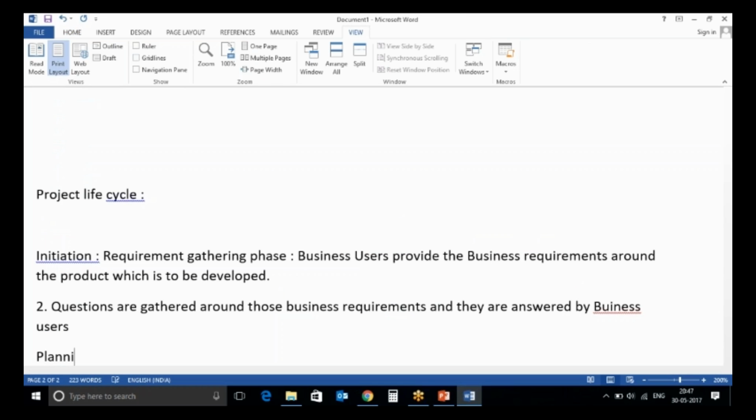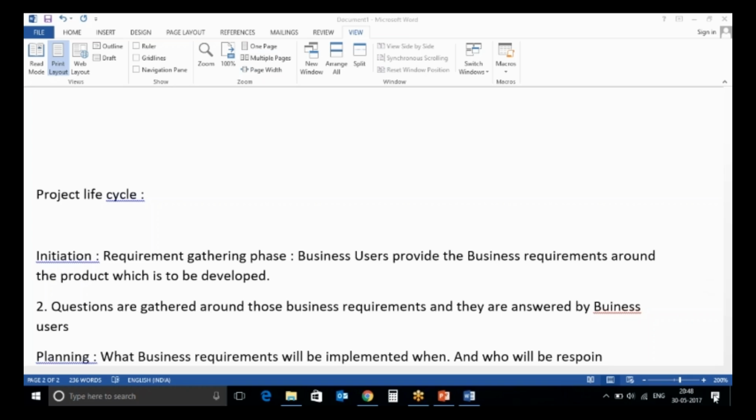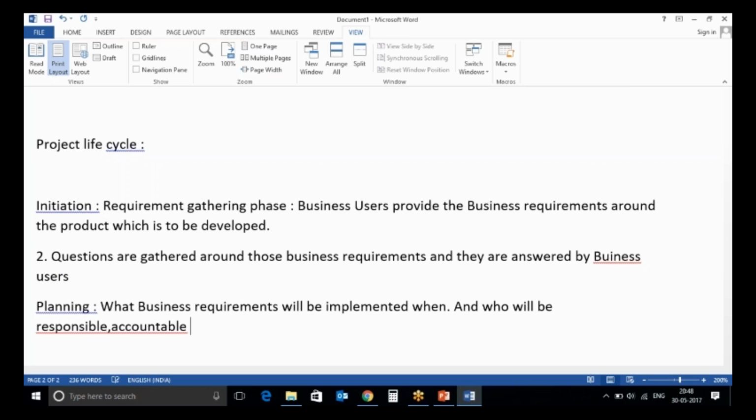The next phase is planning. What business requirement will be implemented when, and who will be responsible, accountable and collaborators around those business requirements. So this is done in the planning phase.